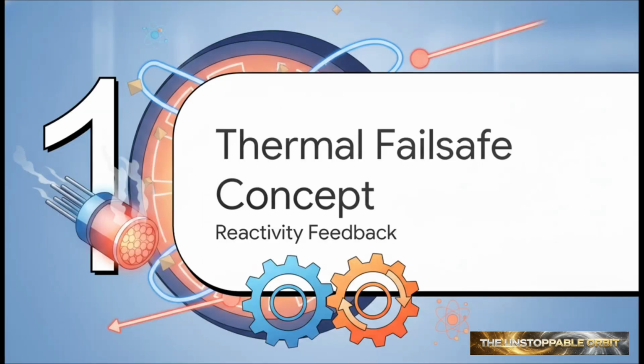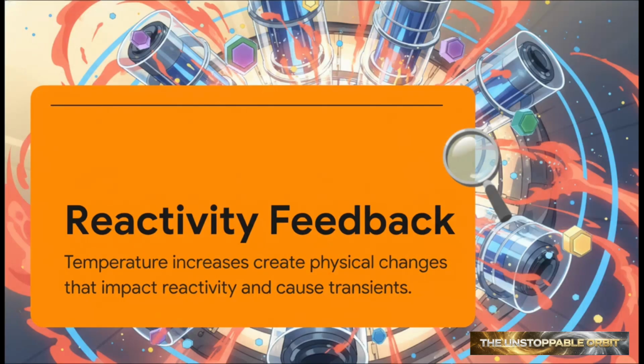All right, part 1, the thermal failsafe concept and reactivity feedback. So what are we talking about here? Simply put, reactivity feedback is nature's self-correcting loop. As a reactor's power goes up, the temperature of the fuel and the coolant naturally rises. Well, those temperature bumps trigger physical changes. Stuff expands, densities shift, even microscopic cross-sections change. And those shifts directly alter how neutrons multiply.